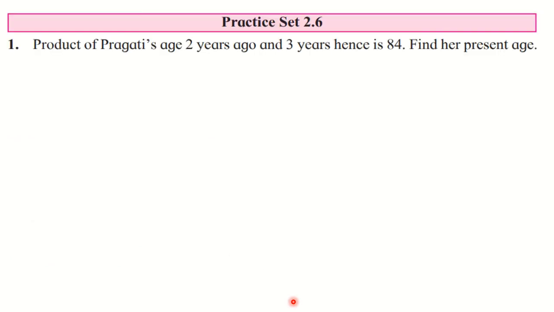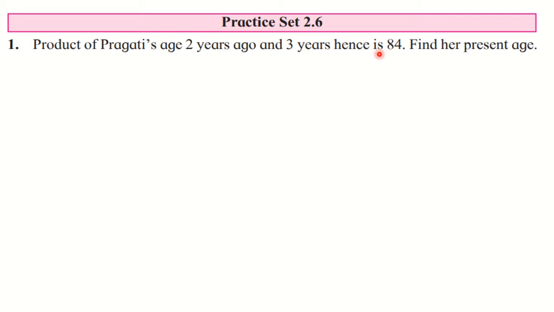So, chapter number 1, word problems, which were of different types, I discussed. Now I am moving towards chapter number 2, practice set 2.6. Product of Pragati's age 2 years ago and 3 years hence is 84. Find her present age. See the difference in that question and this question. Here you are provided with only one condition.